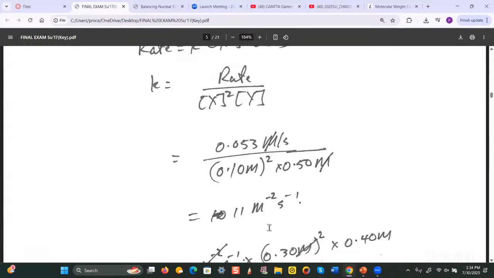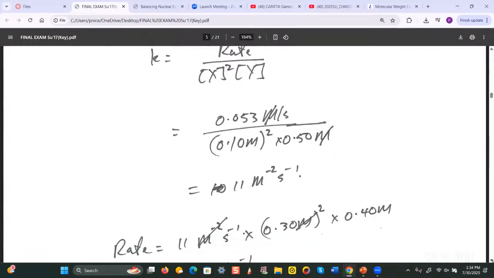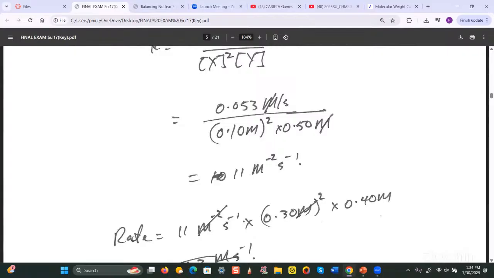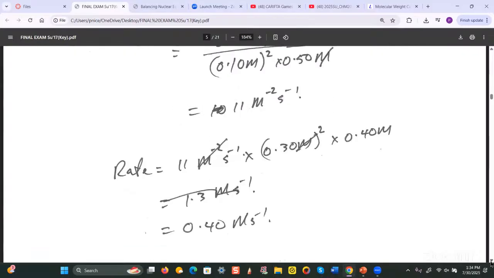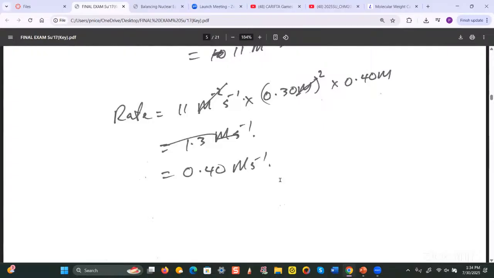and I got this as a rate constant. And then to get what the question is asking for, which is a rate when the concentration of X is this and the concentration of Y is this, I plug these numbers into the original rate law using the rate constant, which we calculated here. And then we do the number crunching and we end up with your answer as 0.40 M over S. And that's basically it.